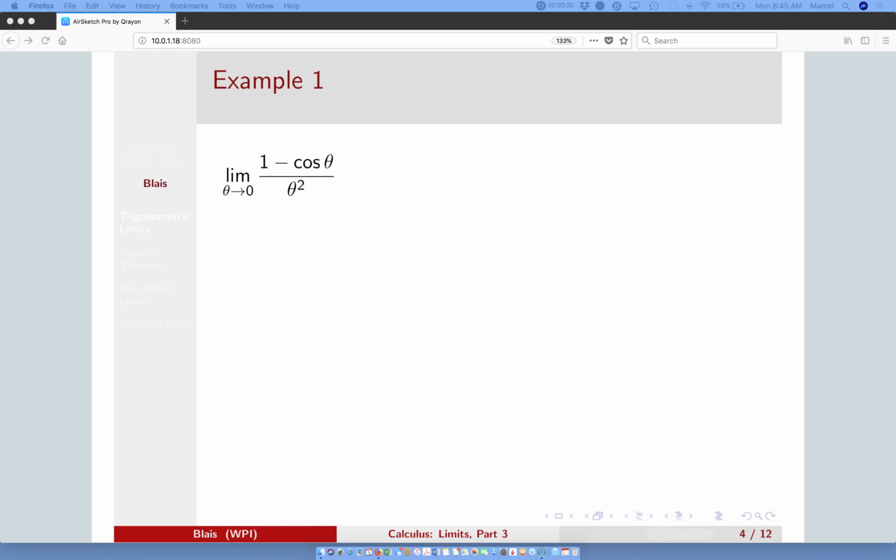Anytime you see something like 1 plus cosine theta or 1 minus sine theta, these types of things, a good technique to try is to what we call conjugate. So we're going to multiply by 1 plus cosine theta over 1 plus cosine theta, and again, this is called the conjugate of 1 minus cosine theta. And that will help us, well, we'll see how that will help us. But this is a common trick to use.